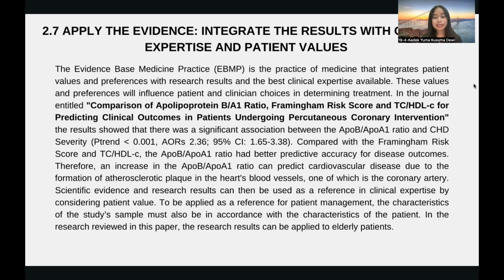But to be applied as a reference for patient management, the characteristics of the study sample must also be in accordance with the characteristics of our patients. In the research reviewed in this paper, the research result can be applied to elderly patients. That's all from me. The next will be explained by my friends. Thank you.